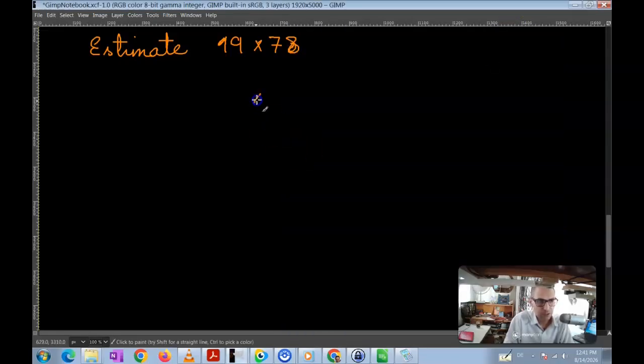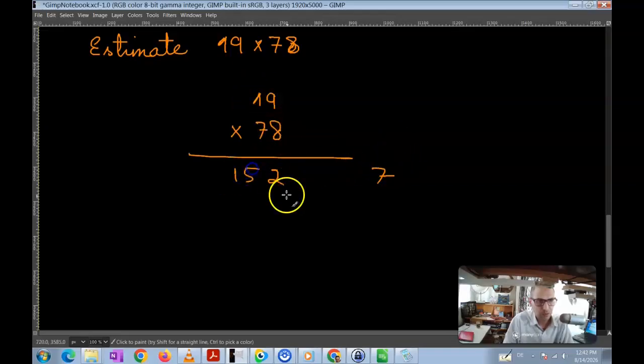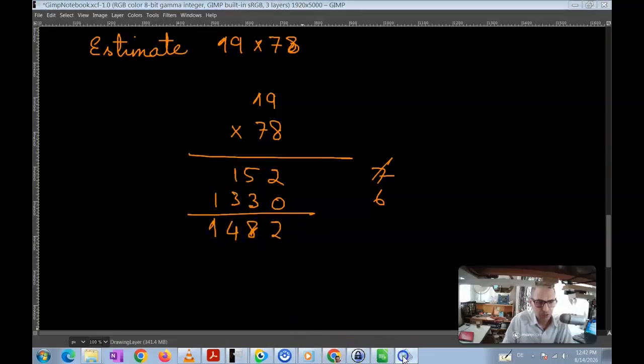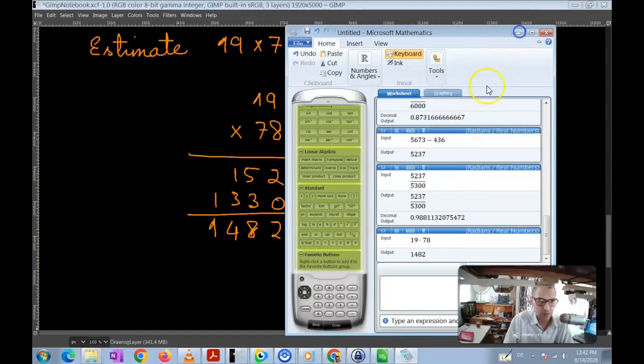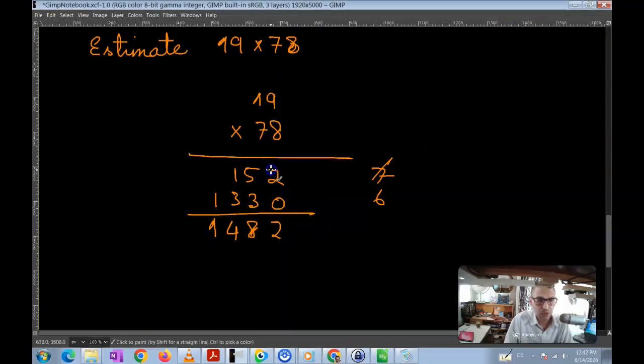Or you can say 19 times 78, and then 8 times 9 is equal to 72, 8 times 1 is equal to 8, plus 7 is equal to 15, and then 7 times 9 is 63, and 7 plus 6 is equal to 13, and then that would be the same thing as 2, 8, 4, and 1, 1482, if I'm not mistaken, right? So you see, it takes a little bit of time to actually go through the calculation, right?